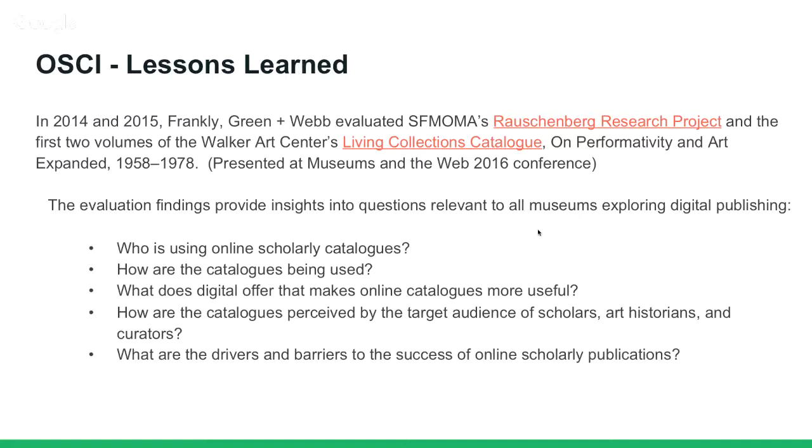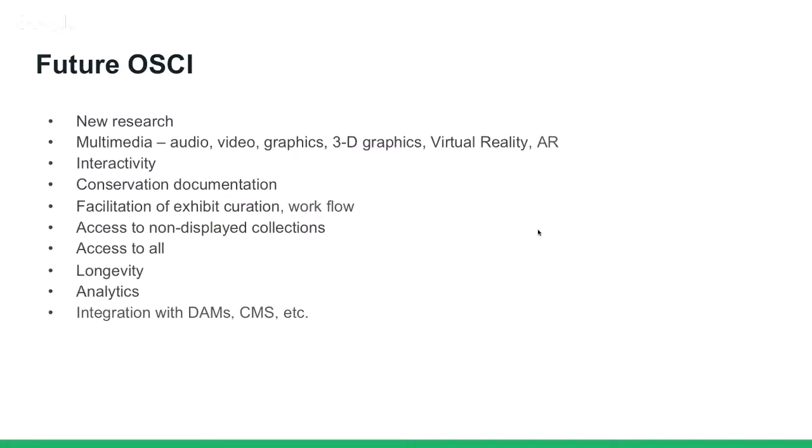Who is using online scholarly catalogs now? How are they being used? What does digital offer that makes online catalogs more useful? How are catalogs perceived by the target audience of scholars, art historians, and curators? Again, the key word there being scholars, I think. And what are the drivers and barriers to success of online scholarly publications? There continue to be a lot of challenges that need to be overcome, and that is something that is on our radar. What are the barriers that really need to be addressed in an upcoming version?